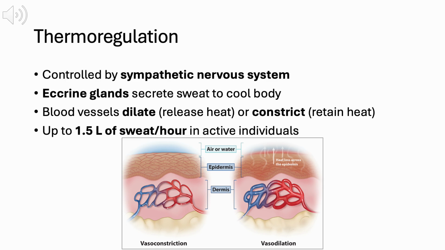Dermal blood vessels dilate, vasodilation, increasing blood flow near the surface to release heat, causing the skin to redden. In cold environments, blood vessels constrict, vasoconstriction, reducing heat loss and helping preserve core temperature even if the skin itself becomes cold or pale. Without this system, we'd quickly overheat or lose too much heat during temperature extremes.